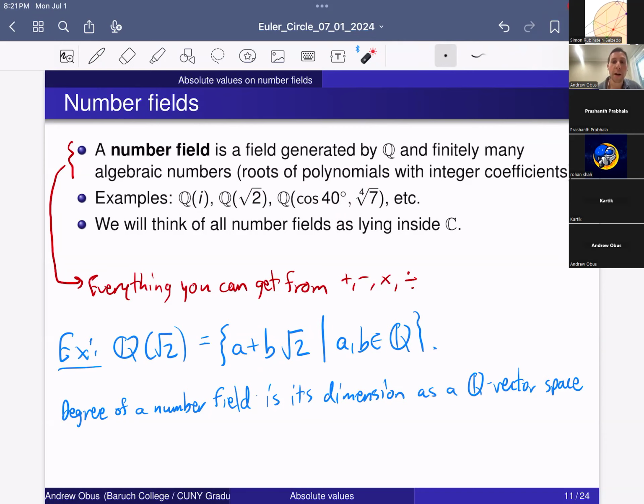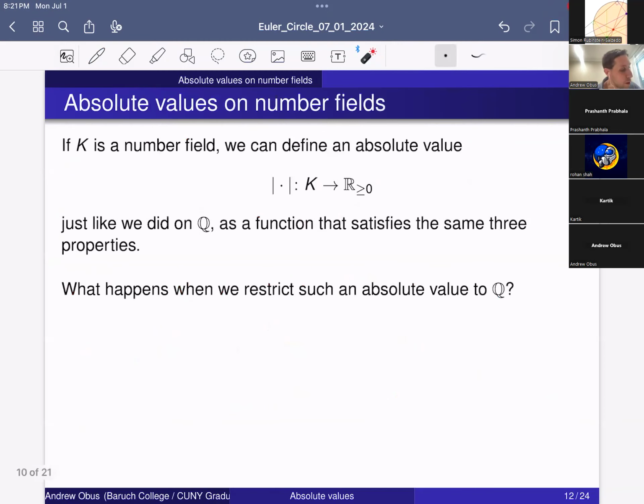So we're going to talk about absolute values on number fields. What can they look like? If K is a number field, we can define an absolute value, again, the same way, as a function from the number field to the non-negative real numbers, just like we did on Q, that satisfies the same 3 properties. So only 0 goes to 0. Everything else has to go to something positive. It has to be multiplicative, and it has to satisfy the triangle inequality.